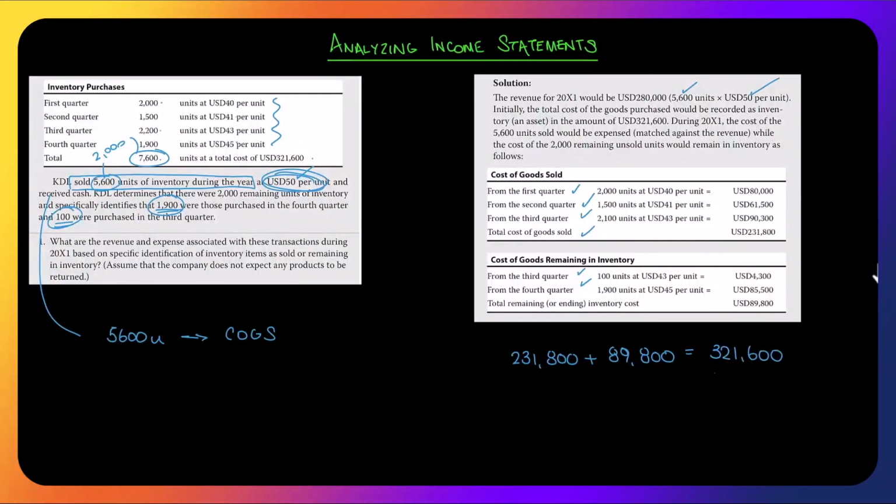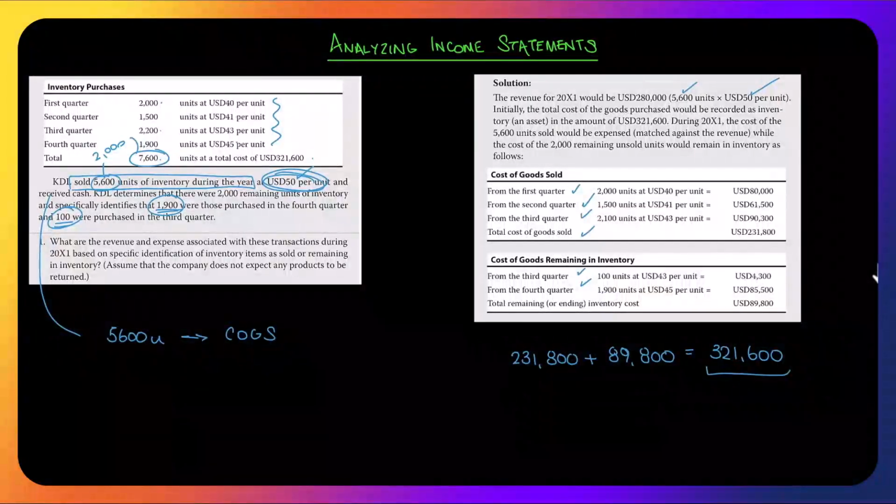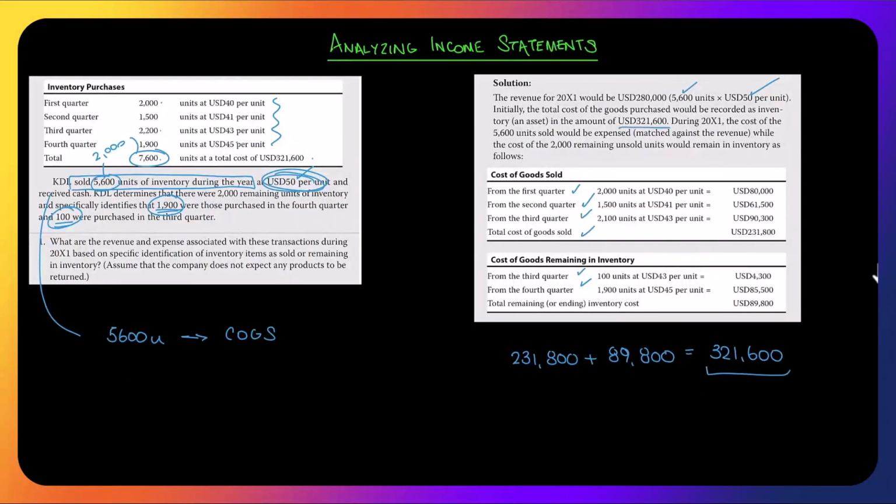So our initial move was to put all of that onto the balance sheet as an asset. But we sold 5,600 and we will match. That was our first rule. Match 5,600 units of cost against those 5,600 units that were sold. The 2,000 stay on the balance sheet. We know which ones are on the balance sheet. 1,900 from the fourth, 100 from the third, 19 and 100. 89.8 is on the balance sheet in inventory.